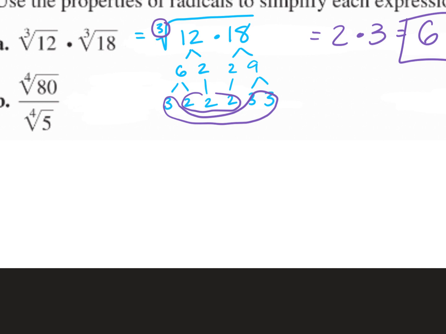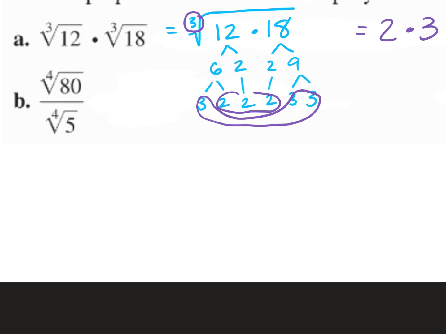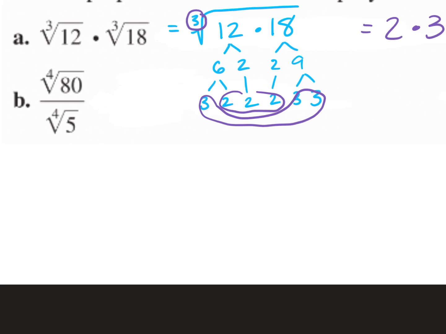Let's look at B. What should I do first for B? All right, so what could I do first for B? I can combine them together under the same one. So the 4th root of 80 over 5. Can I divide 80 by 5? So this would be the 4th root of 16. Perfect. Let's see if we can simplify this.